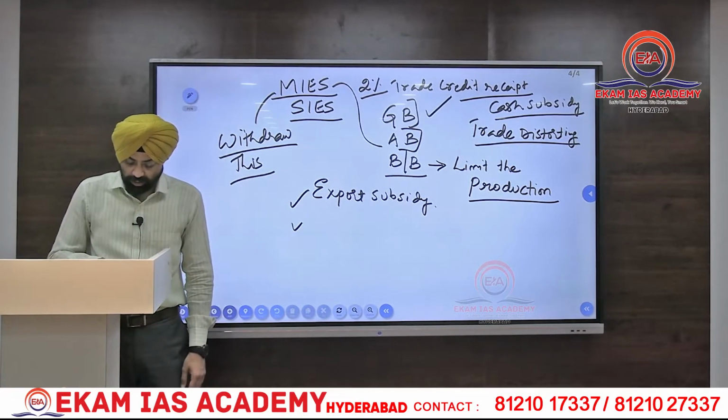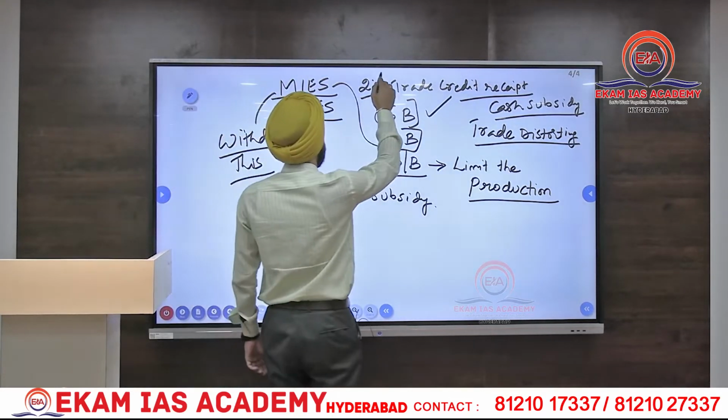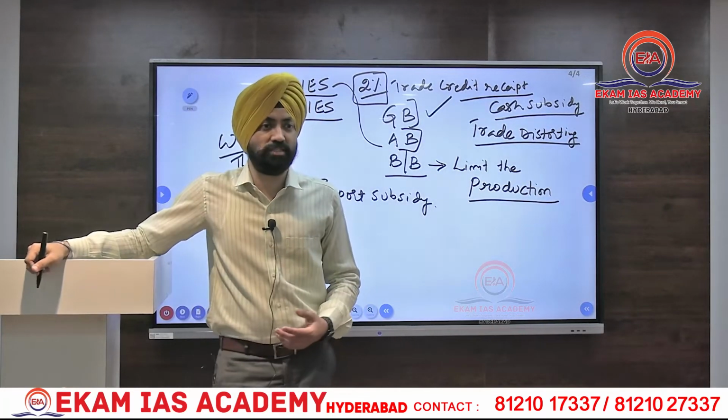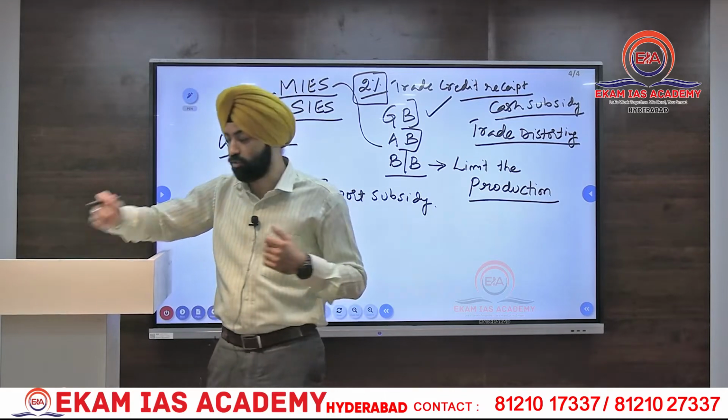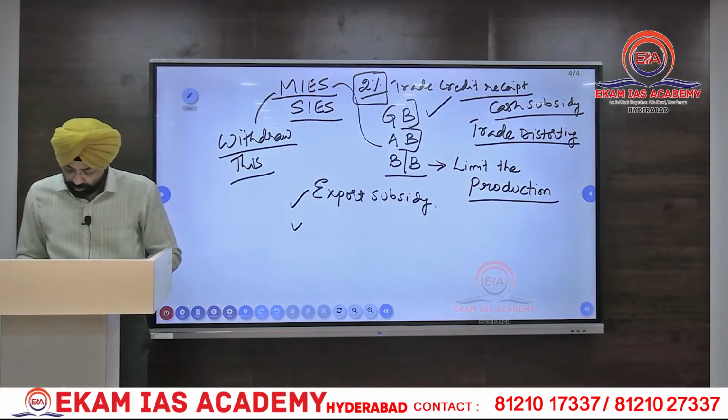Just read this line, that taxes and duties should not be exported. By giving this trade credit receipt, we are trying to export our taxes. That is the reason why the world objected to this unimportant scheme of India. Okay? Please read through it, very important.